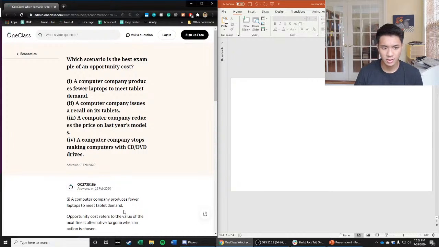3 says a computer company reduces the price on last year's model. Again, not really sure what the trade-off is here. It's not really a production trade-off or a manufacturing trade-off, more so like a sales or marketing strategy. So that's not really going to be it.